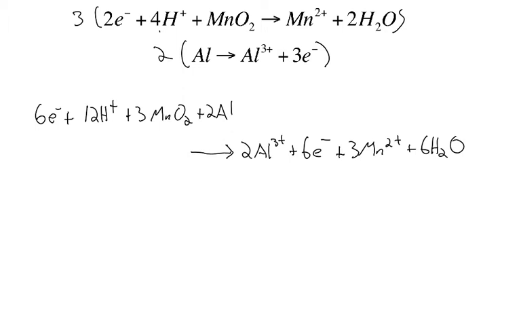All right. Now anything that is the same on both sides, I can cancel out. In this example, the only thing that appears on both sides of the reaction are the electrons. And the electrons have to cancel out. If the electrons don't cancel out, we've done something wrong. So 6 electrons cancels with 6 electrons. And so our final balanced redox reaction will be everything but those electrons.